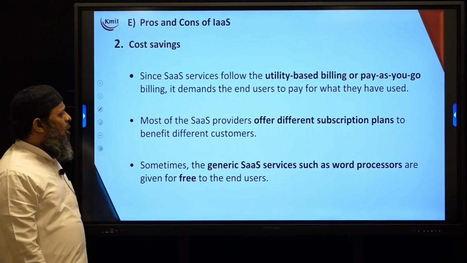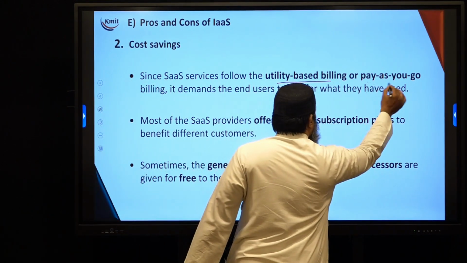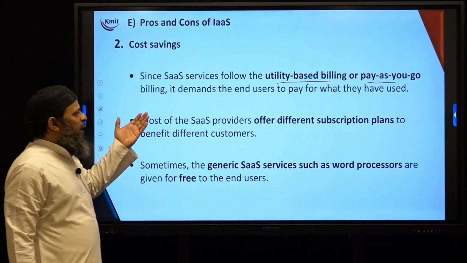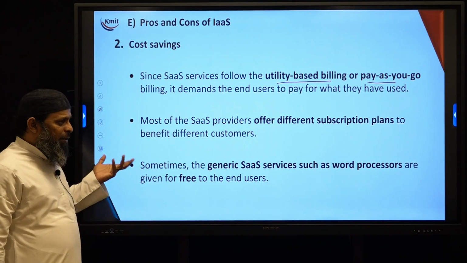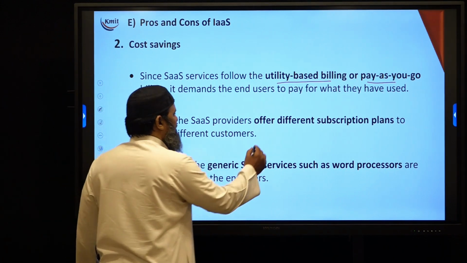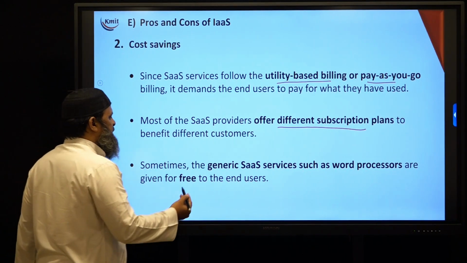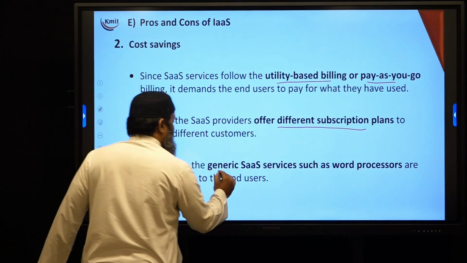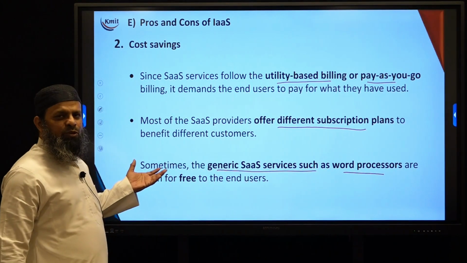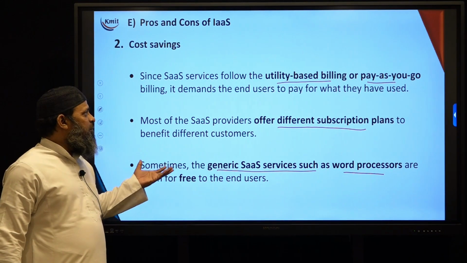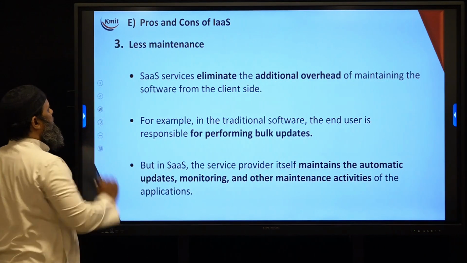Second benefit, cost saving. SaaS services follow utility based billing or pay as you go billing, so users pay for what they have used. Sometimes offers are also given for different subscription plans, and at that time the cost will come down. Sometimes SaaS services are free for generic services such as word processors. Some applications they provide are free and can be taken. This way cost saving can be done. This is one of the benefits of SaaS.